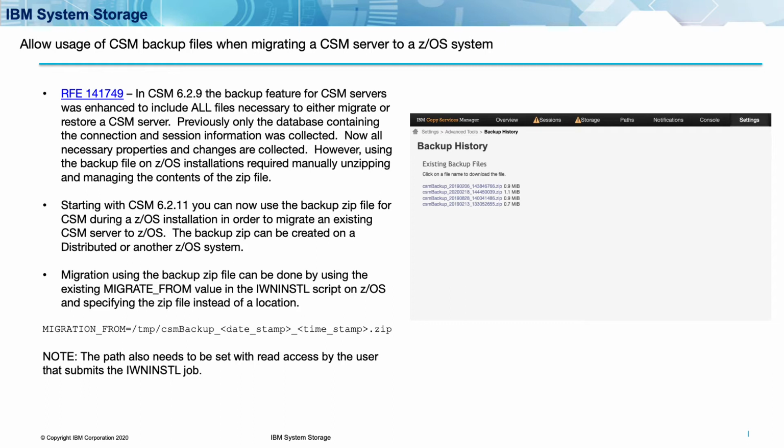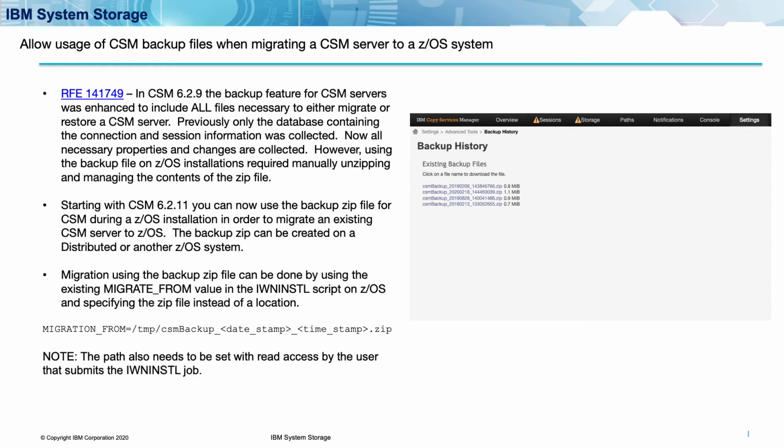Now, after we made that change, though, there was no way to really use it on z/OS installations. So you could take that zip file and then manually unzip it and move the contents to the correct directories. However, that's kind of a pain. And so for 6.2.11, we've updated the z/OS install process so that it can now handle that backup zip file.